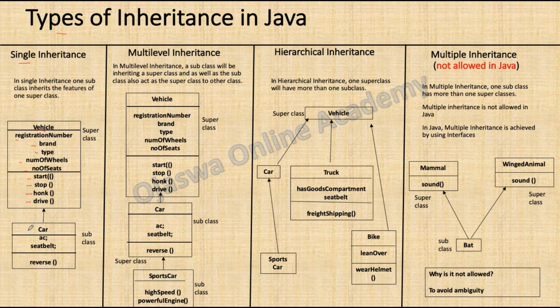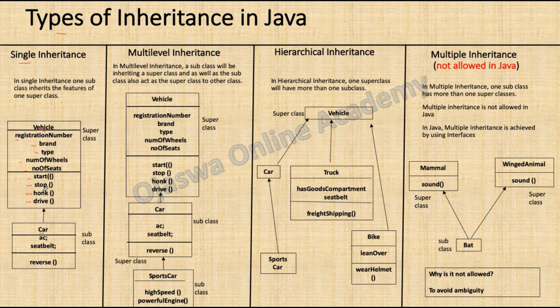Now there is a class car that inherits vehicle. So car will inherit all the member variables and methods of class vehicle by just using the extends keyword. These member variables: registration number, brand, type, number of wheels, number of seats. Also these methods: start, stop, honk, and drive.